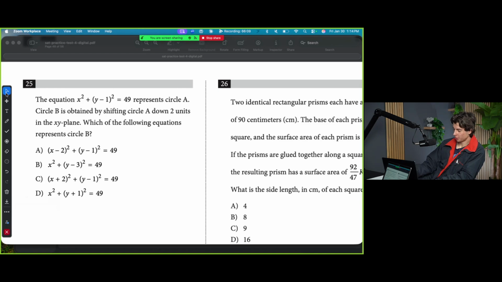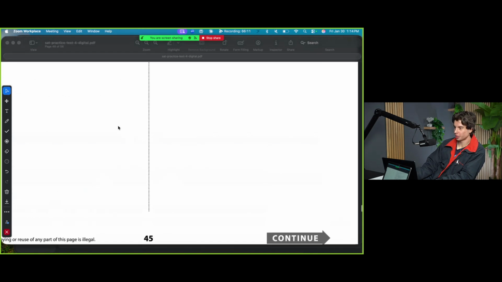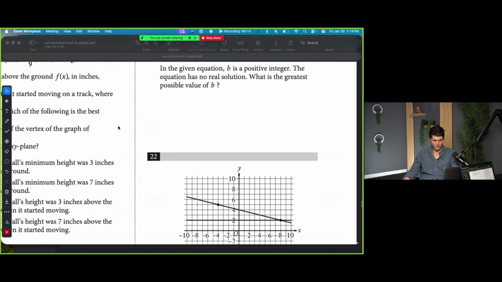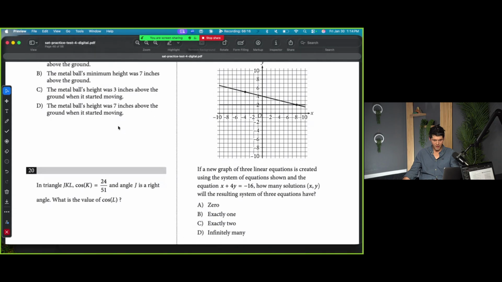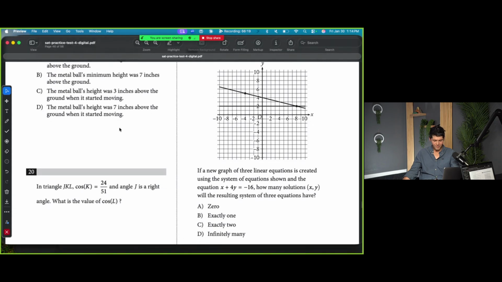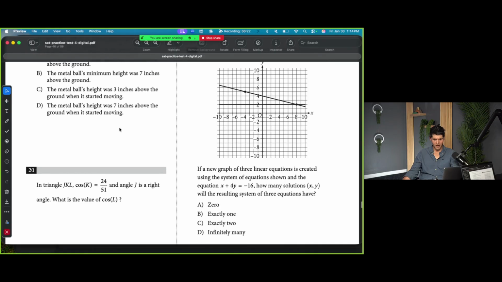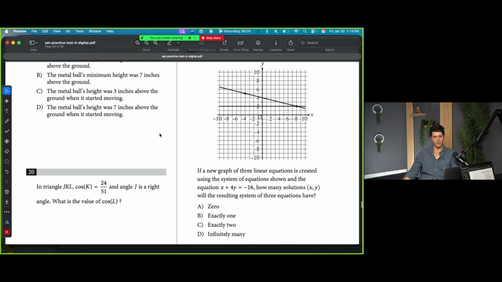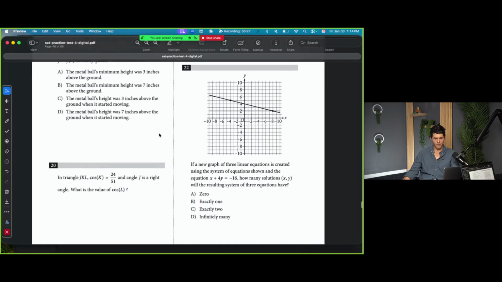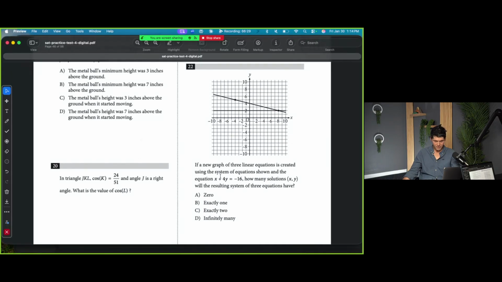What else? Back to question 22. Okay, so we've got a graph of a couple equations here. I'll read it, and you can tell me what you noticed that brought this question to your attention. In this case, it's all one big sentence. If a new graph of 3 linear equations is created using the system of equations shown and the equation x plus 4y equals -16, how many solutions will the resulting system of 3 equations have?